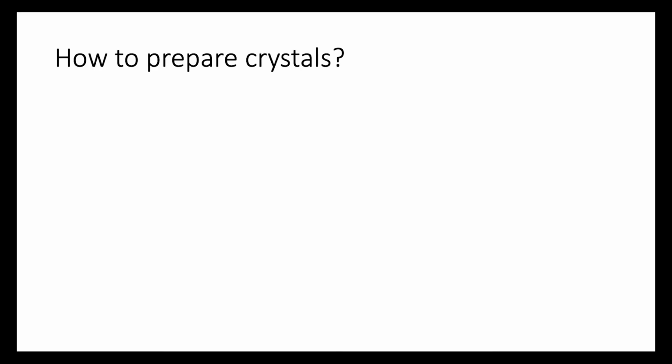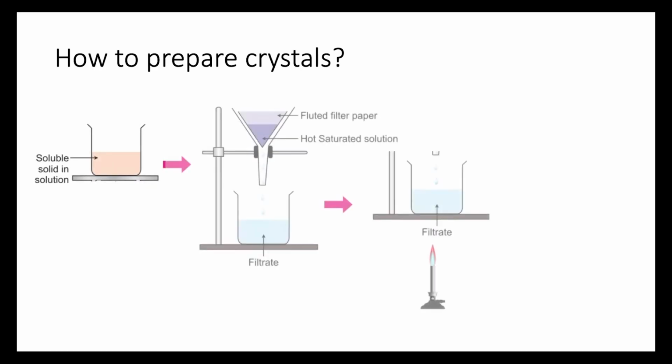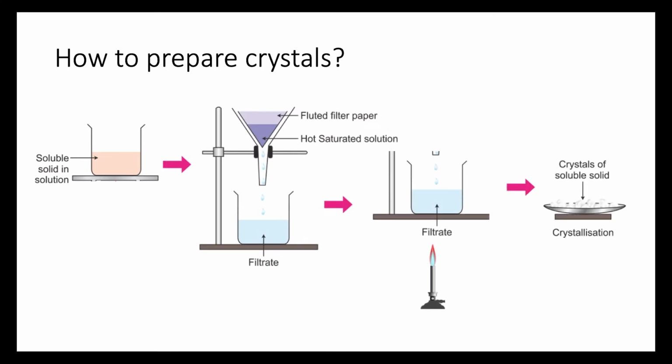Now let me ask you a question. Can you prepare crystals on your own? Of course you can. Most probably, you might have prepared them in your lower classes. You might have done an experiment of growing copper sulfate crystals in the laboratory. Preparing crystals is a simple process. To prepare crystals of a salt, dissolve the salt in a solvent and make a saturated solution. Then filter the solution and heat the filtrate. Then allow it to cool undisturbed very slowly at a uniform rate to obtain crystals of the salt.